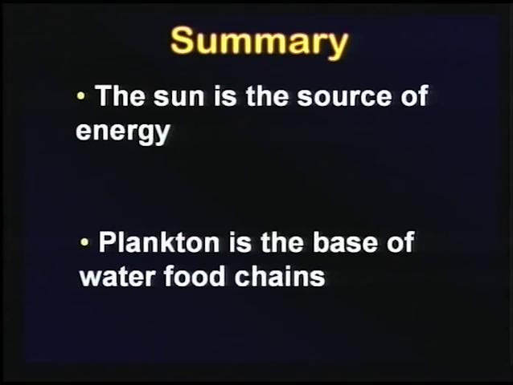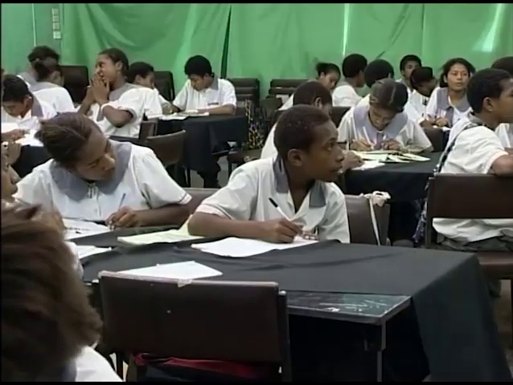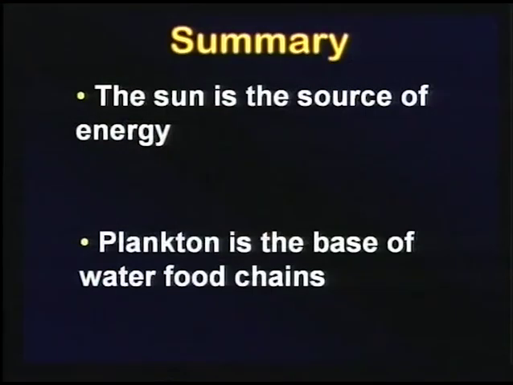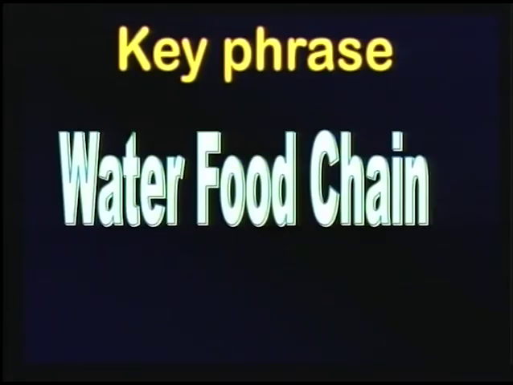Our summary for today, we have 2 points. The sun is the source of energy, and plankton is the base of water food chains. What do you think our key phrase for today is? Class? Our key phrase for today, very good, is water food chain.